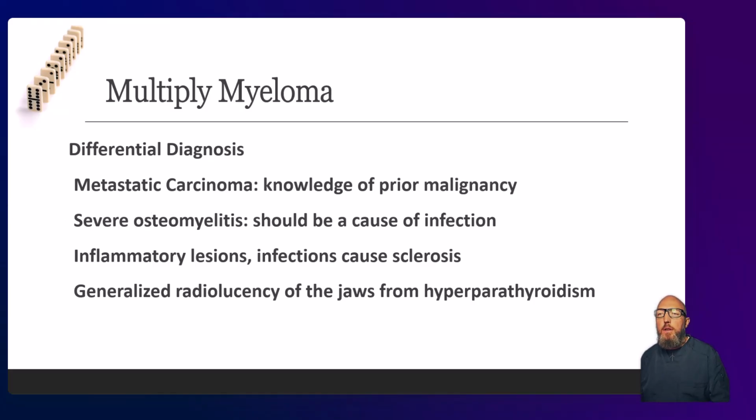All right, differential. Metastatic carcinoma, we're going to talk about Mets a little bit. We've already talked about that. And of course, for those, you separate them by a history of prior malignancy. Severe osteomyelitis, but there should be a source of infection in most cases, although sometimes it's bloodborne and unknown. And inflammation causes sclerosis in most cases. I talk about osteomyelitis being a mix of sclerosis and radiolucency, while myeloma doesn't do that. And then generalized radiolucency from any of these systemic conditions. Maybe the first one I talk about a lot is hyperparathyroidism. So for that, you could check the calcium and PTH levels, but we'll get to that in another lecture.